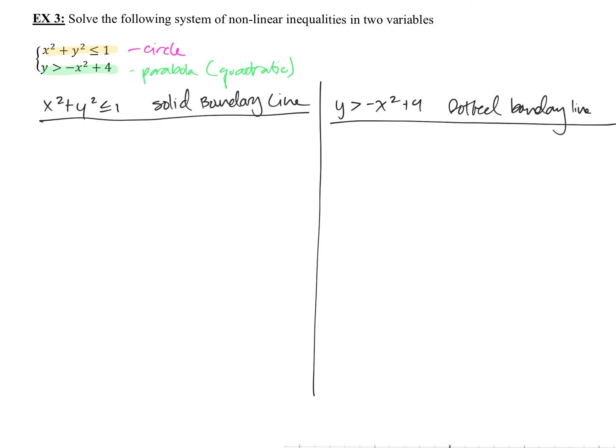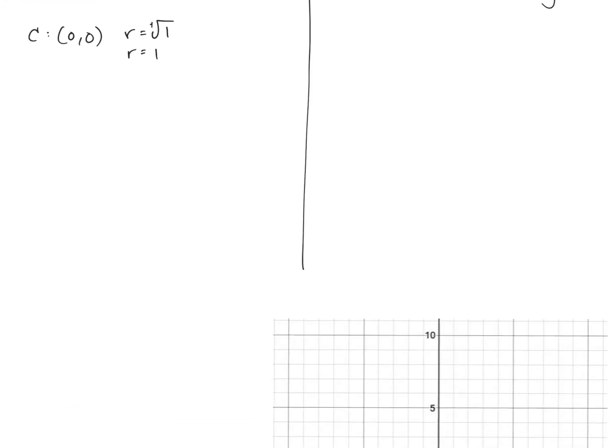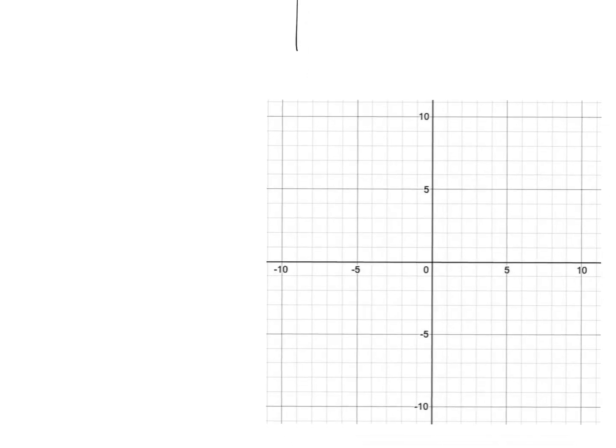Okay, so for graphing the circle, well, we have a center of (0, 0), and a radius of the square root of 1, which is just 1. And that was a solid boundary line. So (0, 1). I'll go ahead and graph this one in pink this time. So center and radius of 1. Oh, that's so teensy. There we go.